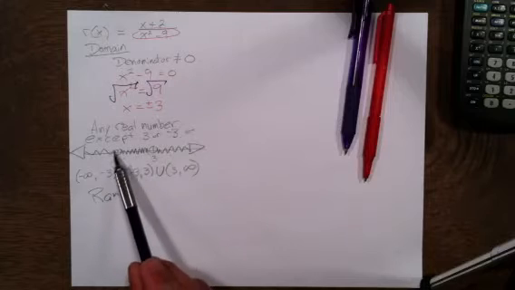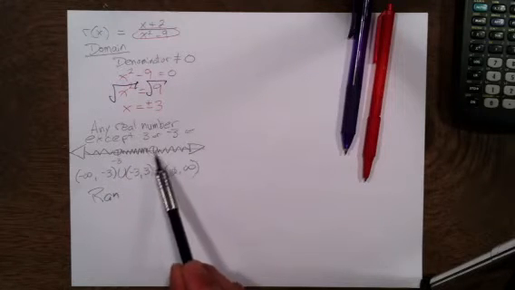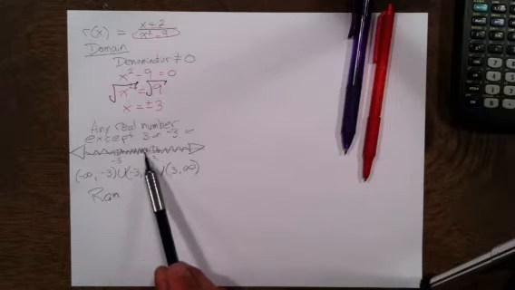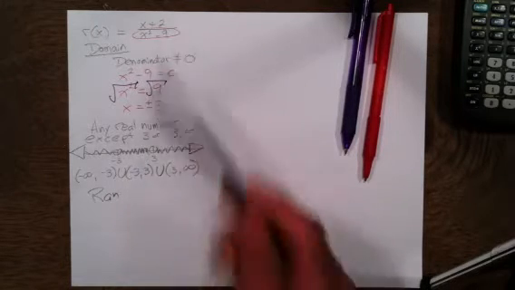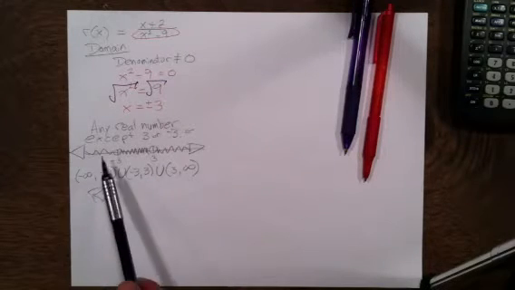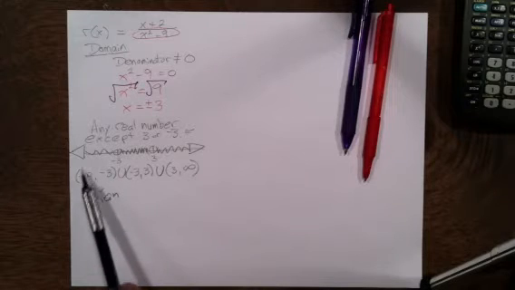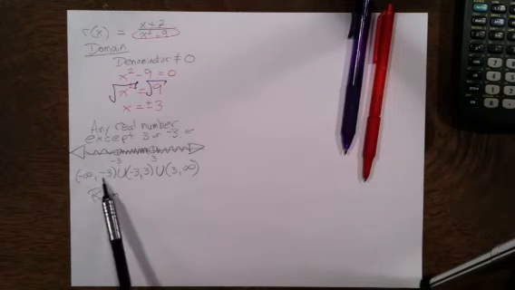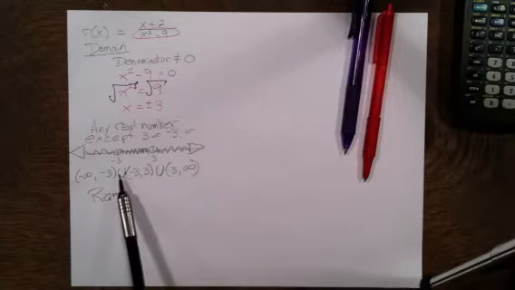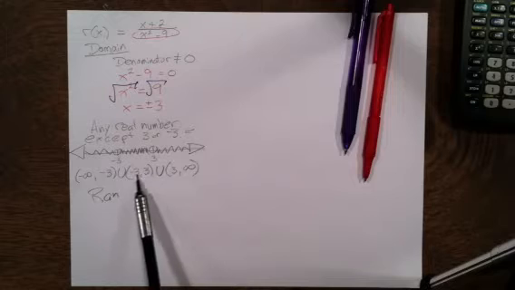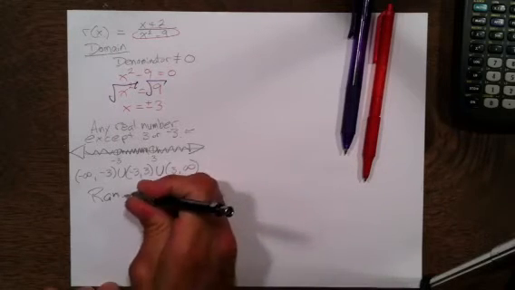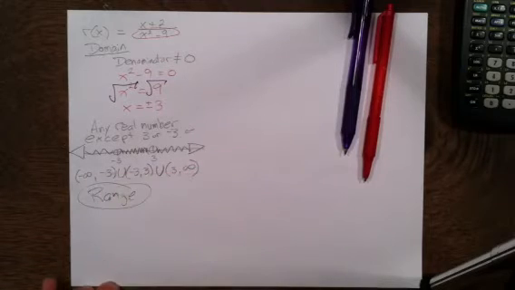On the number line, I would have an open circle at negative 3 and an open circle at 3, meaning I can't use those. But I could shade any other number as fair game to plug in here. That means I have 3 different regions. As far as interval notation goes, the left region is from negative infinity to negative 3. Always go in order. Union from negative 3 to 3, union 3 to infinity. So that's the domain of this function.